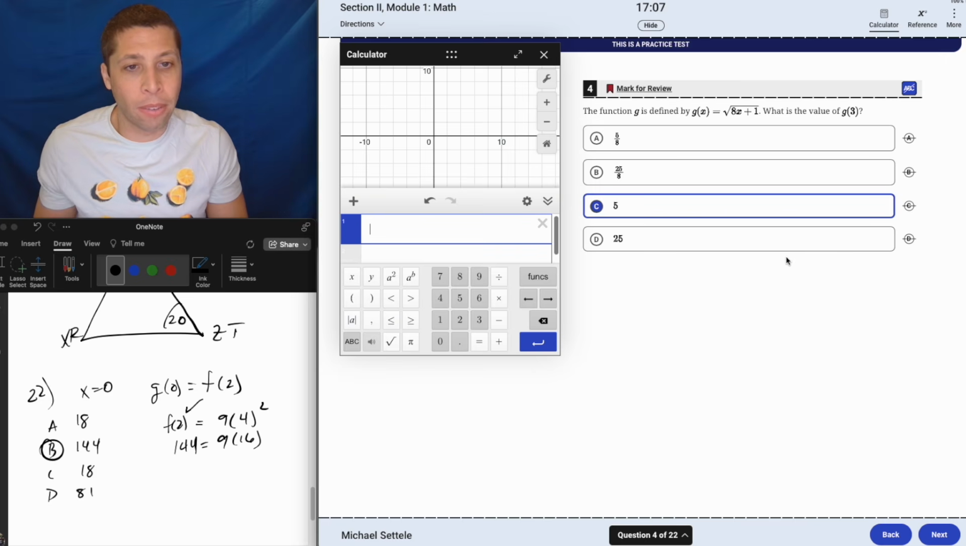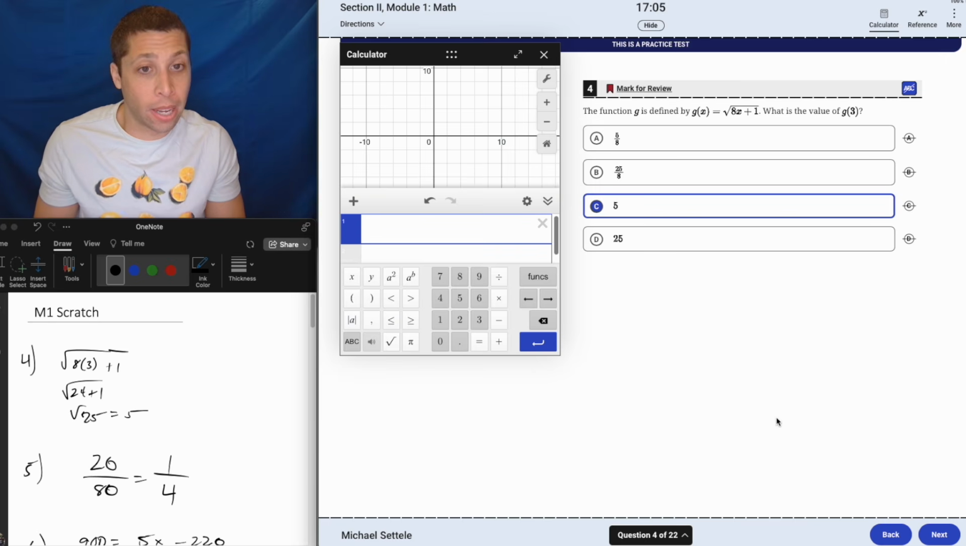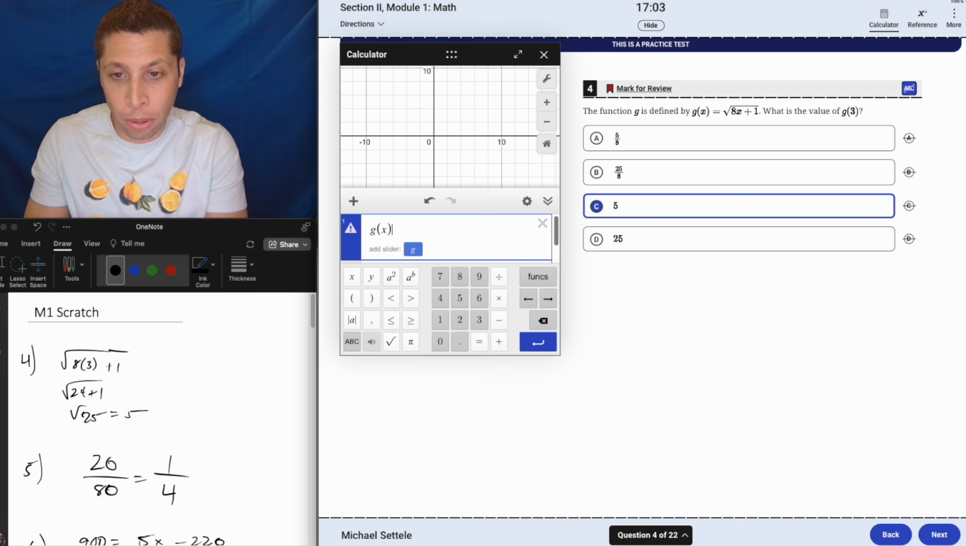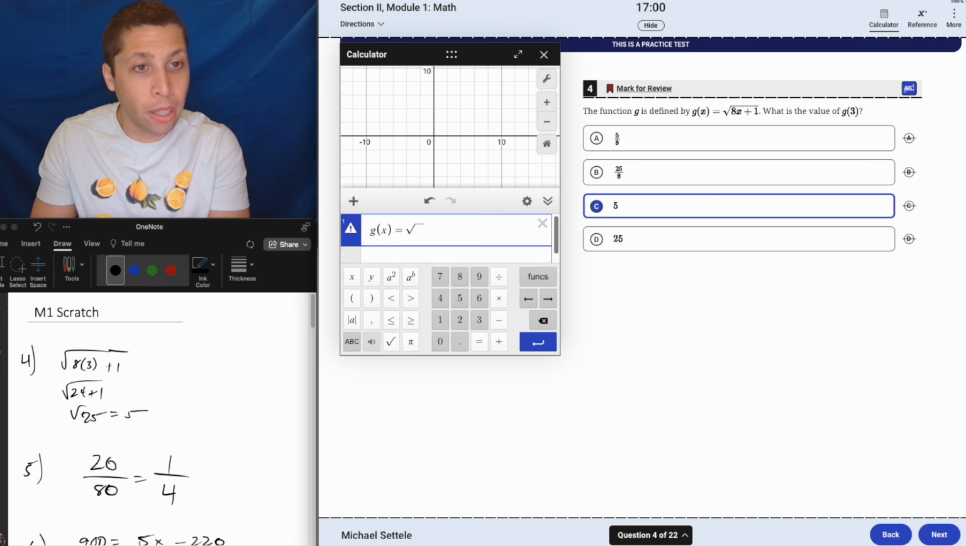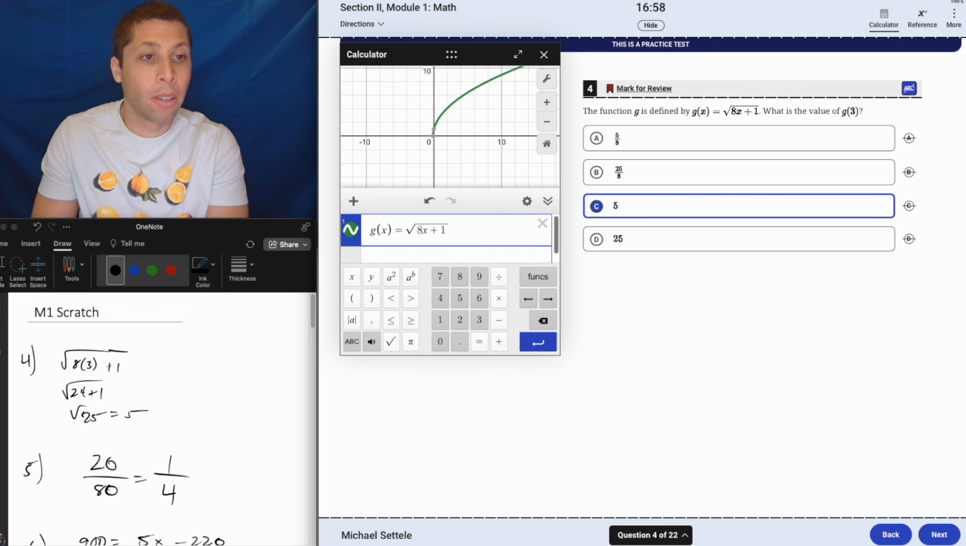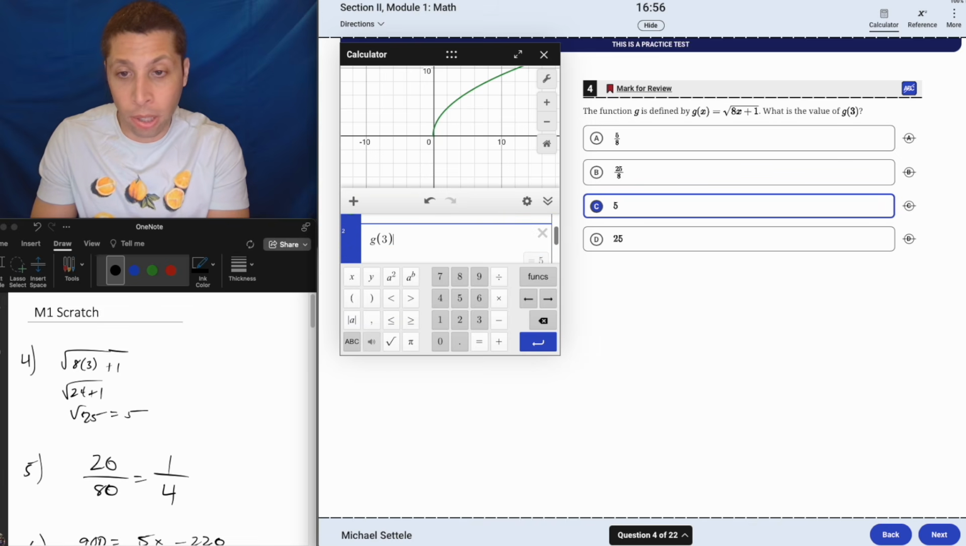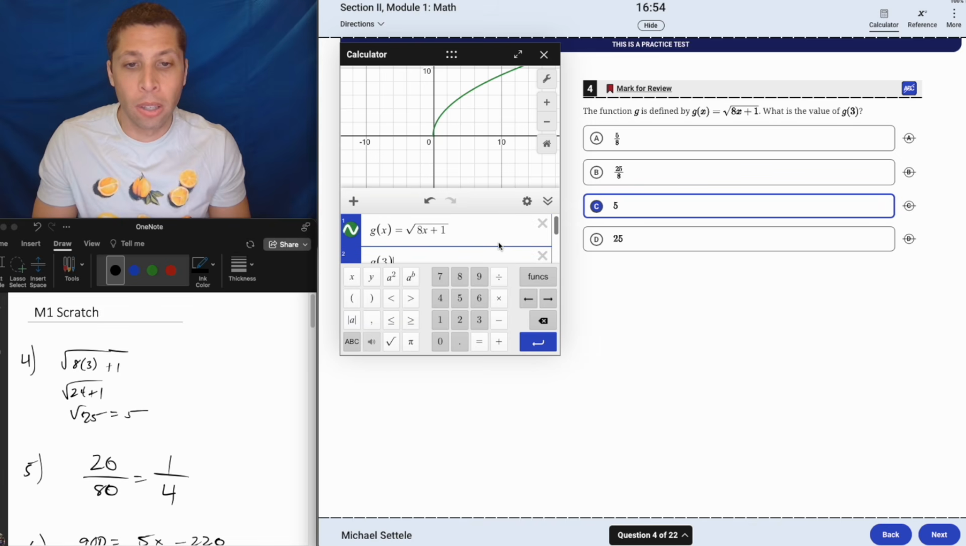But watch, this is something I did algebra with before, right? I plugged it in, but you can also just type it into Desmos. And if you're worried about your math ability, 8x plus 1, right? Look, now g of 3 is 5. It just tells you, right?